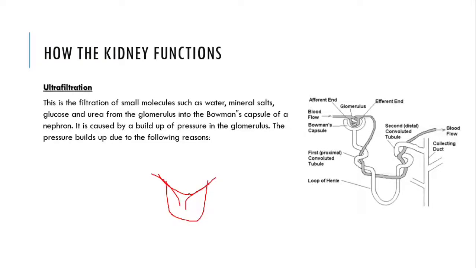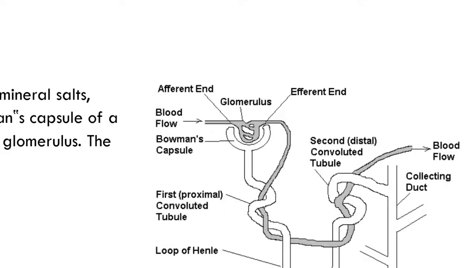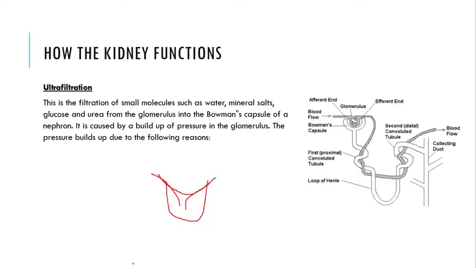Are you following? Yes. So now that's what happens at the glomerulus. Let me just zoom because you need to see. So that filtration occurs there. And what is filtered at this point is small molecules of what? Water, mineral salts, urea, glucose. Those are the things that are filtered. When they are filtered, they will go into the Bowman's capsule. That's where they will go. The mineral salts, the water, the urea, they will go into the Bowman's capsule.